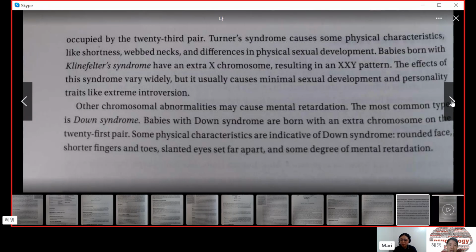The most common type is Down syndrome. Maybe you've heard of this one. Yeah, it's very popular. Babies with Down syndrome are born with an extra chromosome on the 21st pair. Some physical characteristics are indicative of Down syndrome: a rounded face, shorter fingers and toes, slanted eyes set far apart, and some degree of mental retardation.